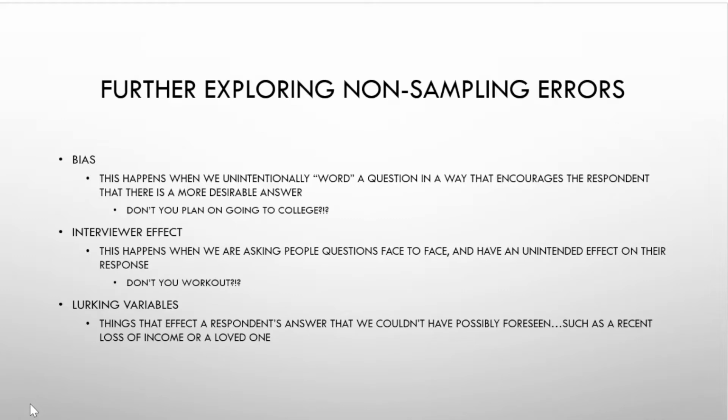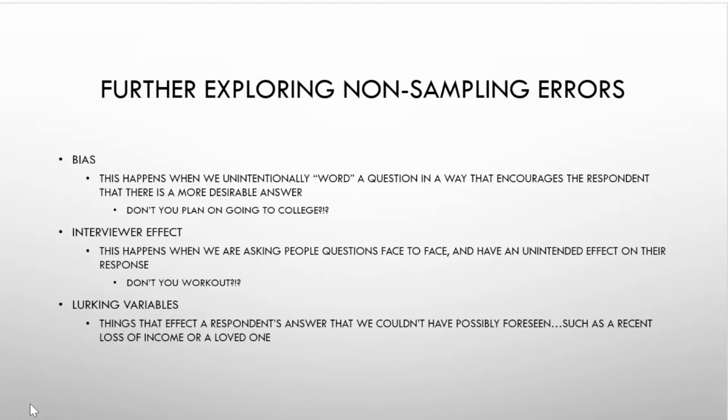All right, going a little bit deeper here into these non-sampling errors. So bias, this happens when we unintentionally word a question in a way that encourages the respondent toward a more desirable answer. How many times have you been asked in high school, do you plan on going to college? If I ask, what are your intentions for after high school? That's a non-biased way to ask the question. I'm saying, what do you plan on doing? You're going to trade school, you're going to go straight to work, you're going to take a year off, you're going to go to college, university, whatever it may be.